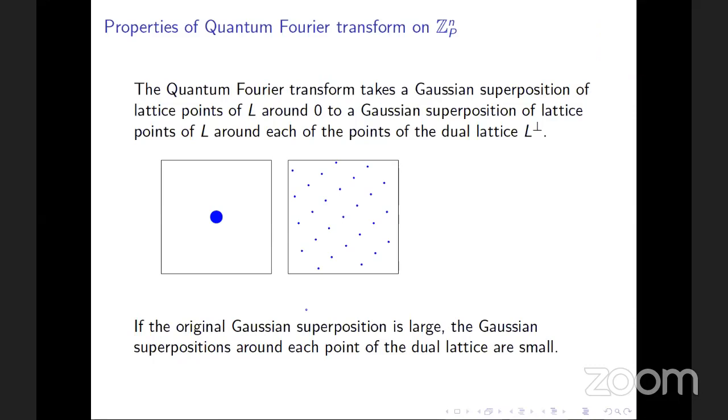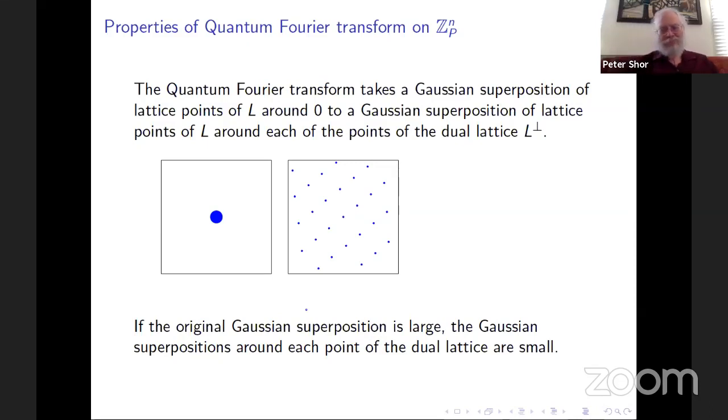Peter, quick question. This is Vinod. I should think about the lattice as being super dense, right? The primal lattice, like p to the n minus 1 out of p to the n points. And the dual lattice is super sparse. Yes. Okay, sounds good. Thanks.